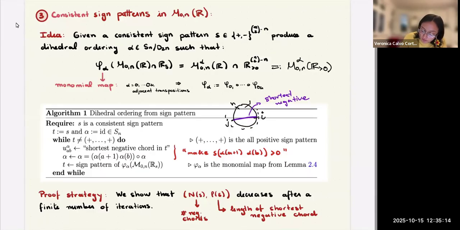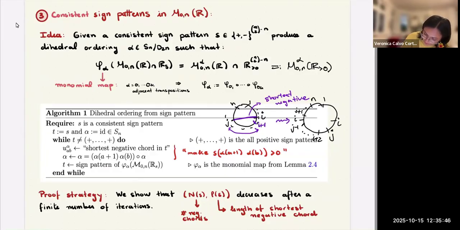And so for the shortest negative chord, what I'm going to do is swap i plus 1 and j. So I'm going to swap them, and then we're going to land in some parametrization that looks like this. I, then I'm going to have here j, i plus 2. We're going to have j minus 1, i, j plus 1. And so we have swapped.